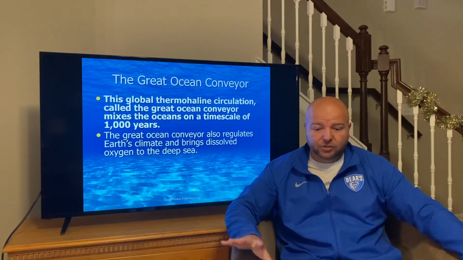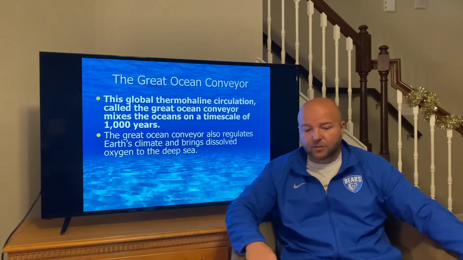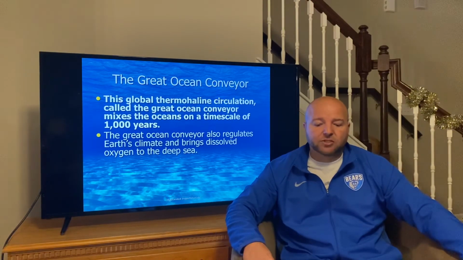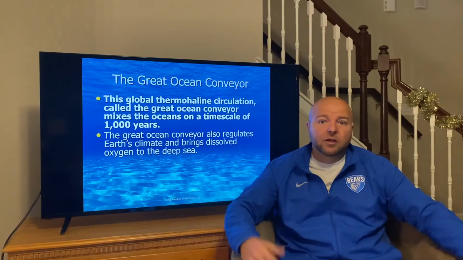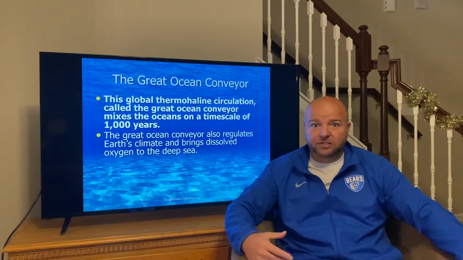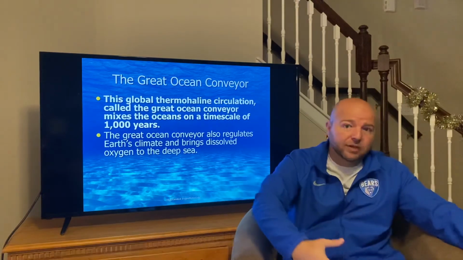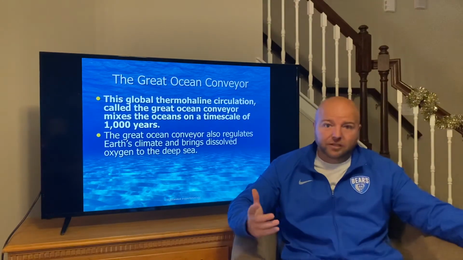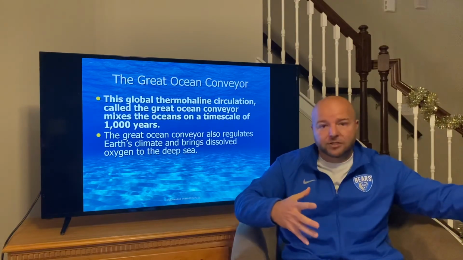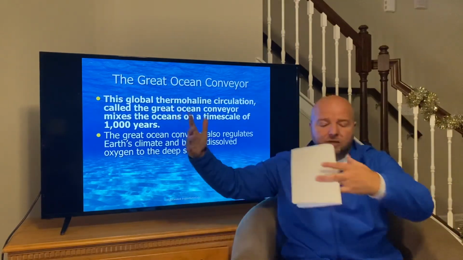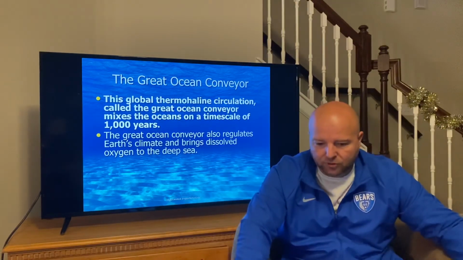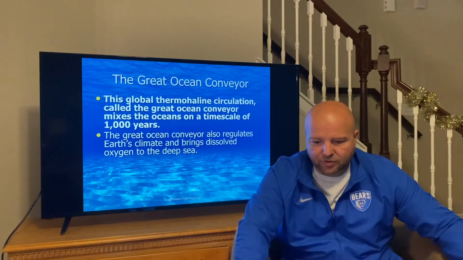So the Great Ocean Conveyor also regulates Earth's climate, brings dissolved oxygen into the deep sea. That downwelling is incredibly important in bringing oxygen that's towards the surface, bringing it down. The upwelling is equally important. It's bringing nutrients that are down on the bottom and allowing them to come up to the surface. So both of those things end up being very important.